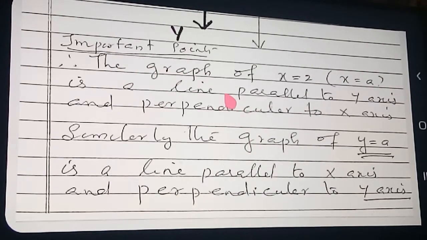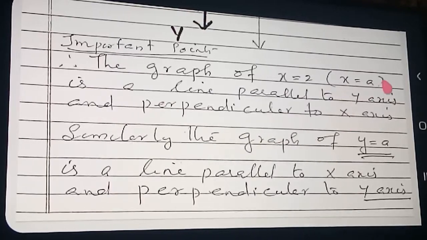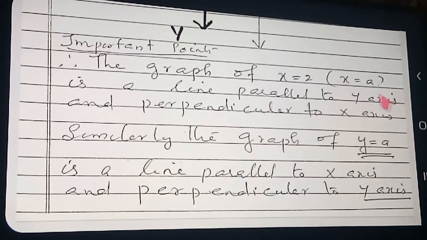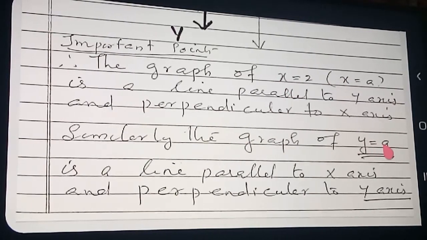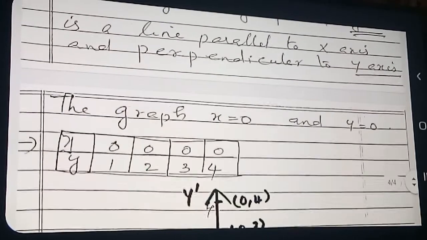Okay. Clear now? The graph of x is equal to a is a line parallel to the y-axis. The teacher already drew and showed you, and from that only we have written the conclusion, not simply written. The graph of x is equal to a is a line parallel to the y-axis and perpendicular to the x-axis. Same way, the graph of y is equal to a is a line parallel to which axis is absent here? X. So parallel to the x-axis and perpendicular to the same axis. Clear? Y-axis. Okay.